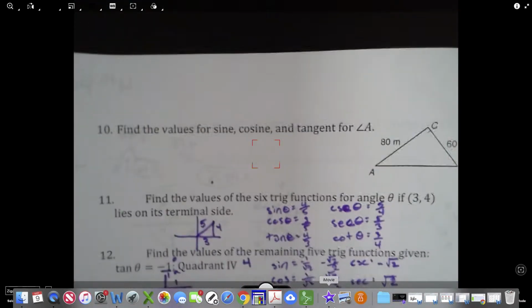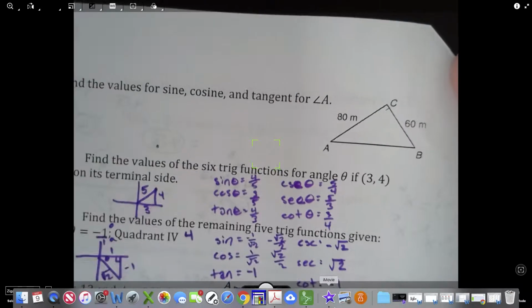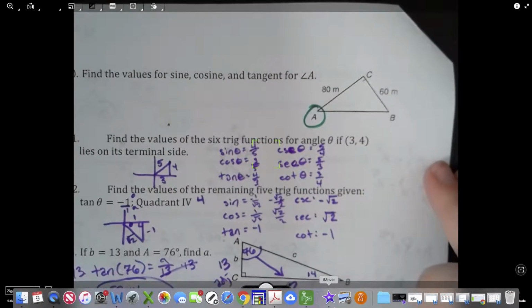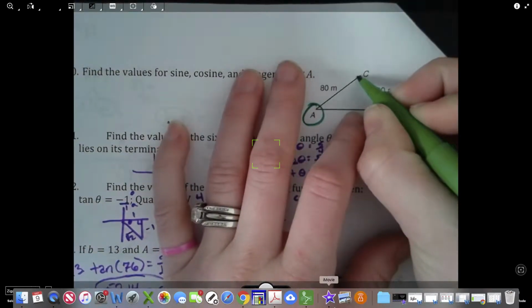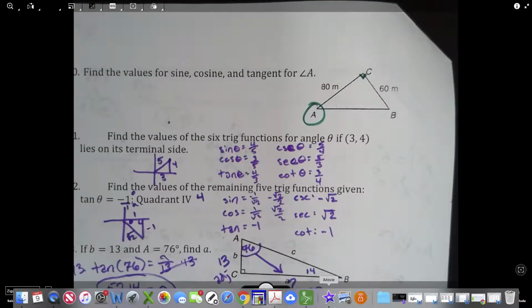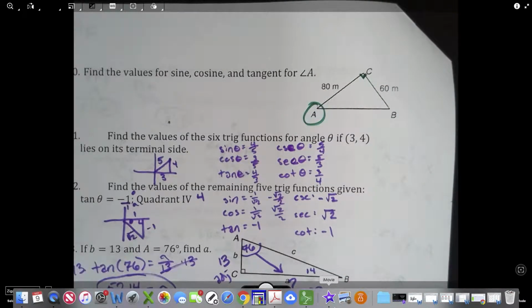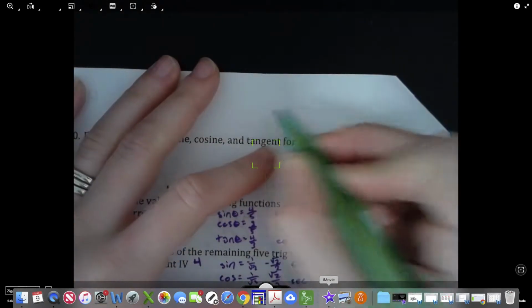All right, last one. Find the values of sine, cosine, and tangent of this angle, A, just of angle A. Why are we allowed to use sine, cosine, and tangent for this triangle? Because it's a right triangle. Yep. Angle C has a little box in him. If you can't really see him very well, you can mark him darker. But we have 60, 80, and something else. How do we figure out the third one? Pythagorean theorem. Yep. That's the side C that we're trying to find.